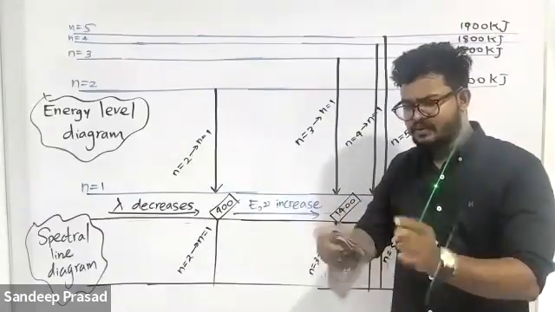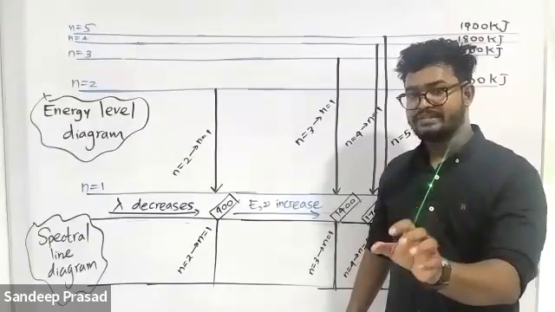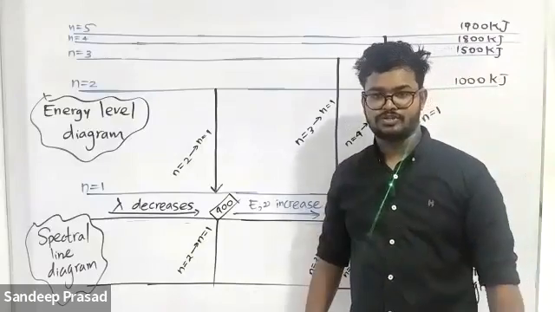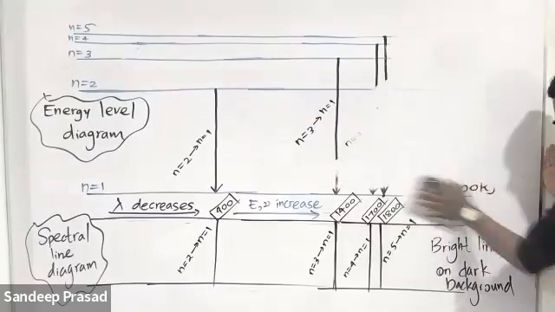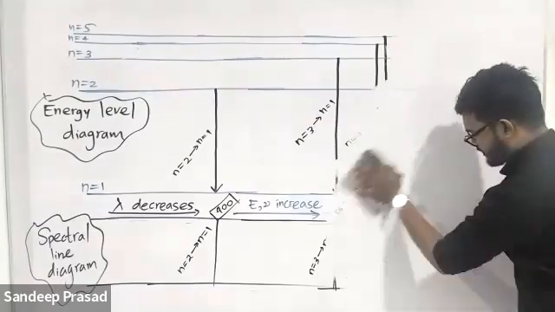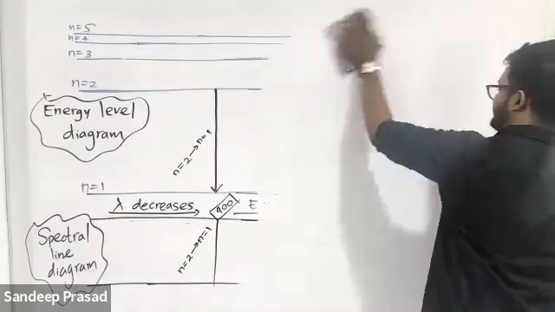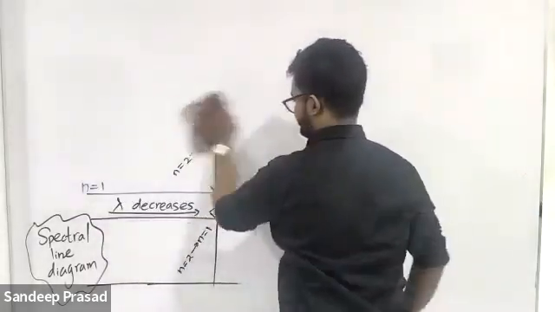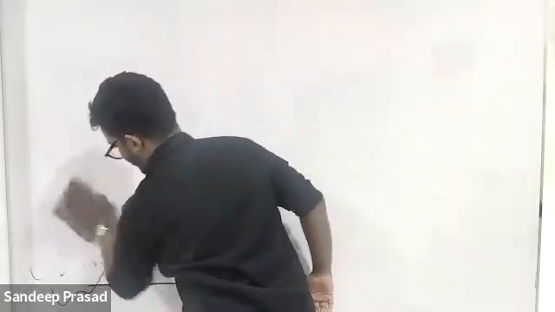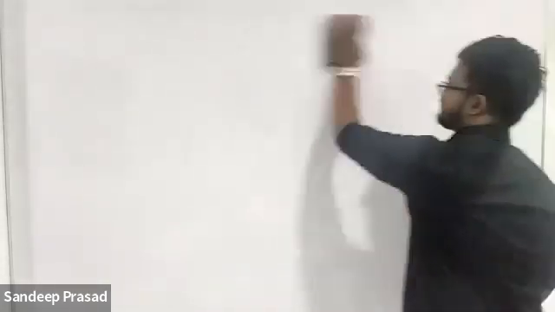Now let's analyze what the main similarity is. What is the main similarity between the emission spectrum and the absorption spectrum? Look at this one. Now I'm going to draw the spectral line diagram of both the emission spectrum and the absorption spectrum together.